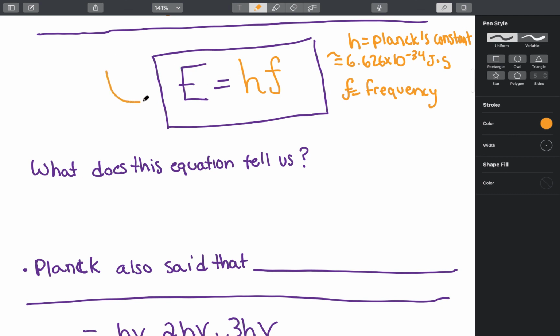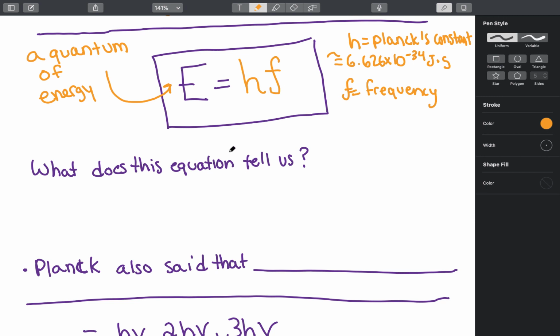Well, this E represents a quantum of energy, a packet of energy. So a packet of energy is equal to Planck's constant times the frequency of the light. So what does this equation tell us?